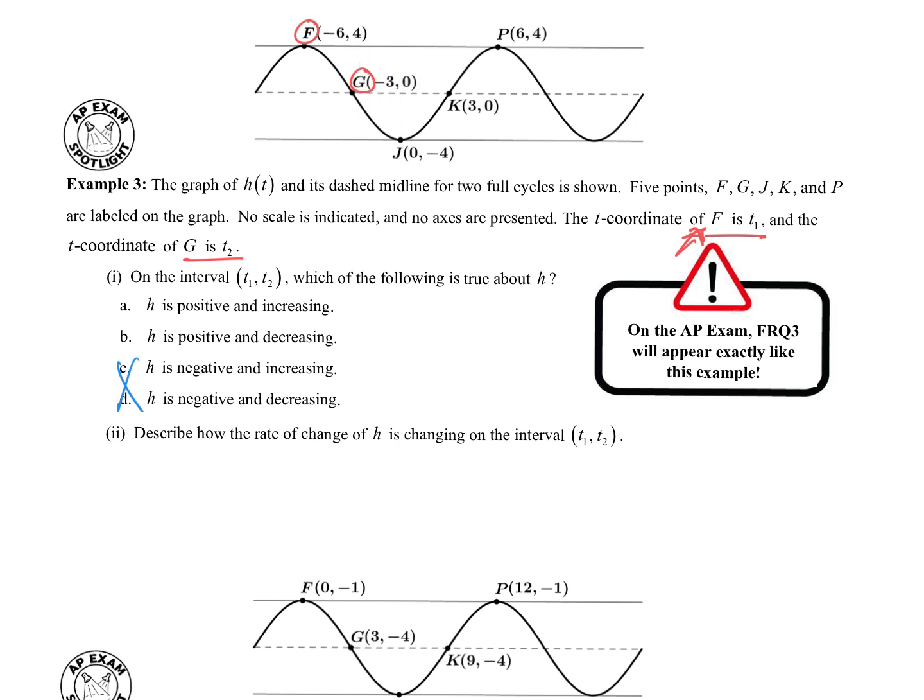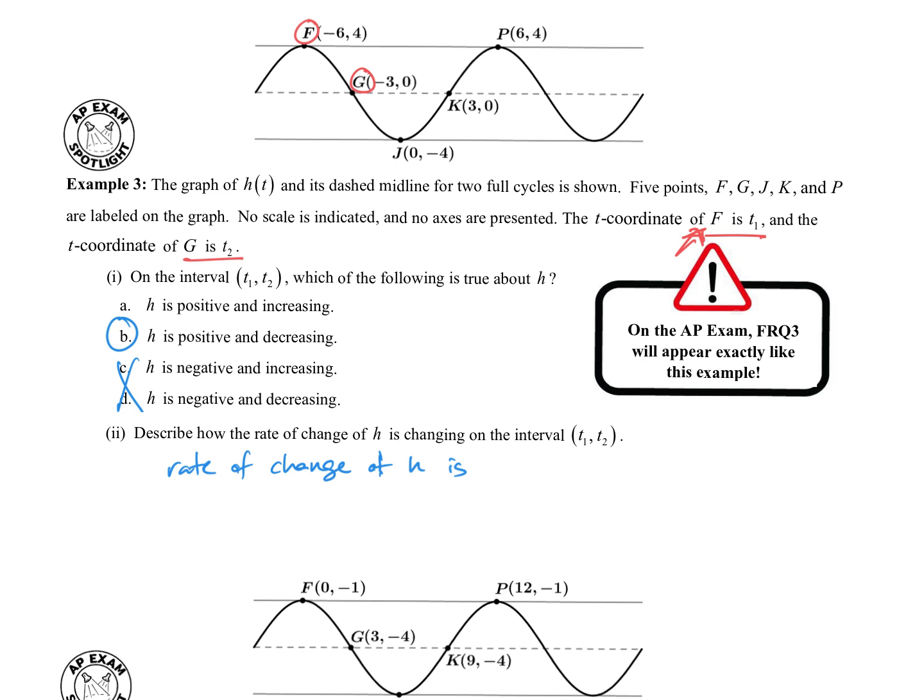All right, and so then it's asking if it's increasing or decreasing. And so what's it doing there? It's decreasing because why? It's going down. All right, and so that's why this one lines up with B. All right. And so now let's do number 2. Describe how the rate of change is changing. The rate of change of h, is it increasing or decreasing from F to G?